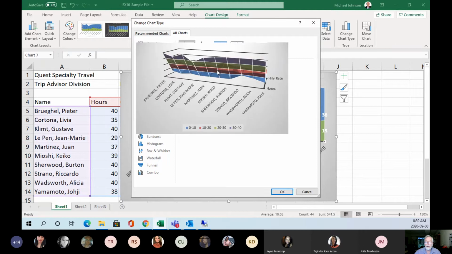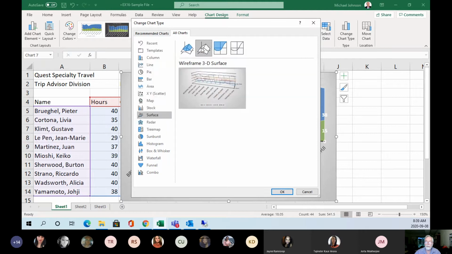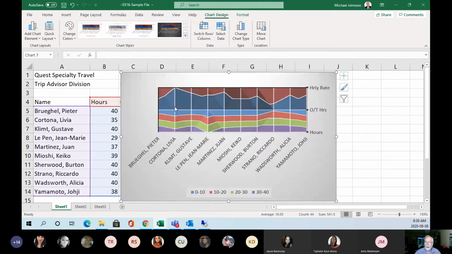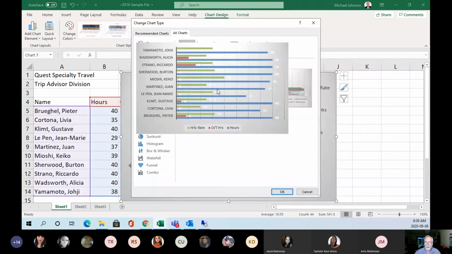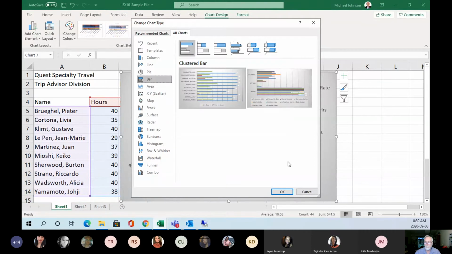Surface, this is another type, and there are many variations of that particular structure. We could use this one here. It kind of looks nice, but it doesn't really help you understand what the hours are and what the overtime is, etc. So that's what we really wanted to get a good handle on. So we maybe want to use a particular chart that helps us a little bit. Maybe it's this particular bar chart that's going to help us.